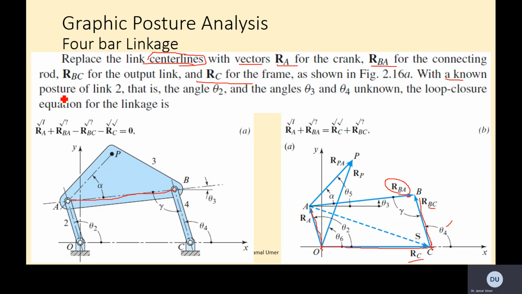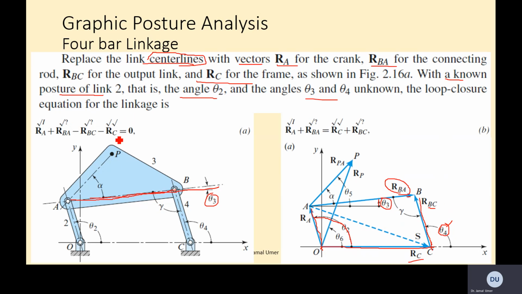With a known posture of link 2, that is the angle theta 2, theta 2 is known. The angles theta 3 and theta 4 are unknown. So theta 4 and this little angle theta 3, which was shown here, from the central line of the mechanism. This is unknown. So these two are unknown.